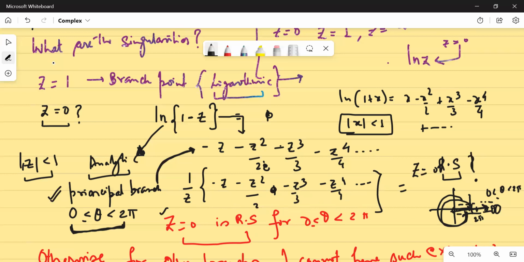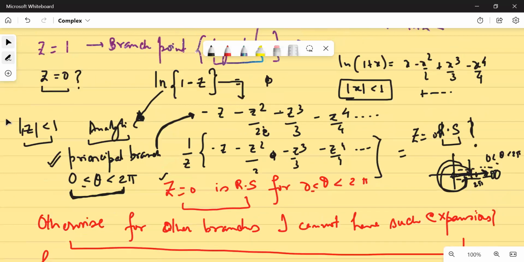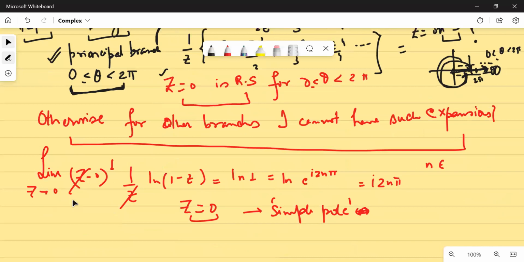But what happens if you cannot do so? If you are not in the principal branch, then clearly z equal to 0 is a simple pole, because limit z tends to 0, this gets cancelled, and this will give you ln(1 minus z) as z tends to 0, that is ln 1. If it was the case of a real variable, then the answer would have been 0. But this is not the case of real; this is the case of a complex variable.